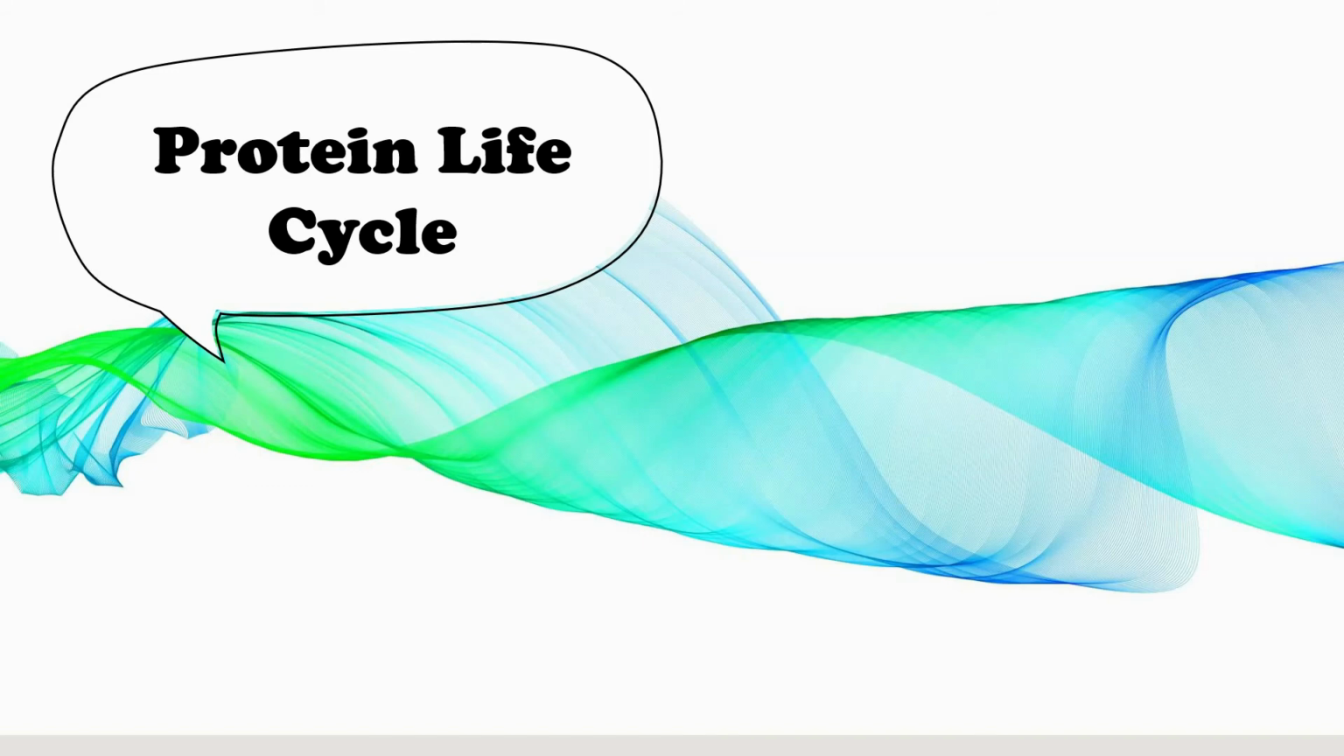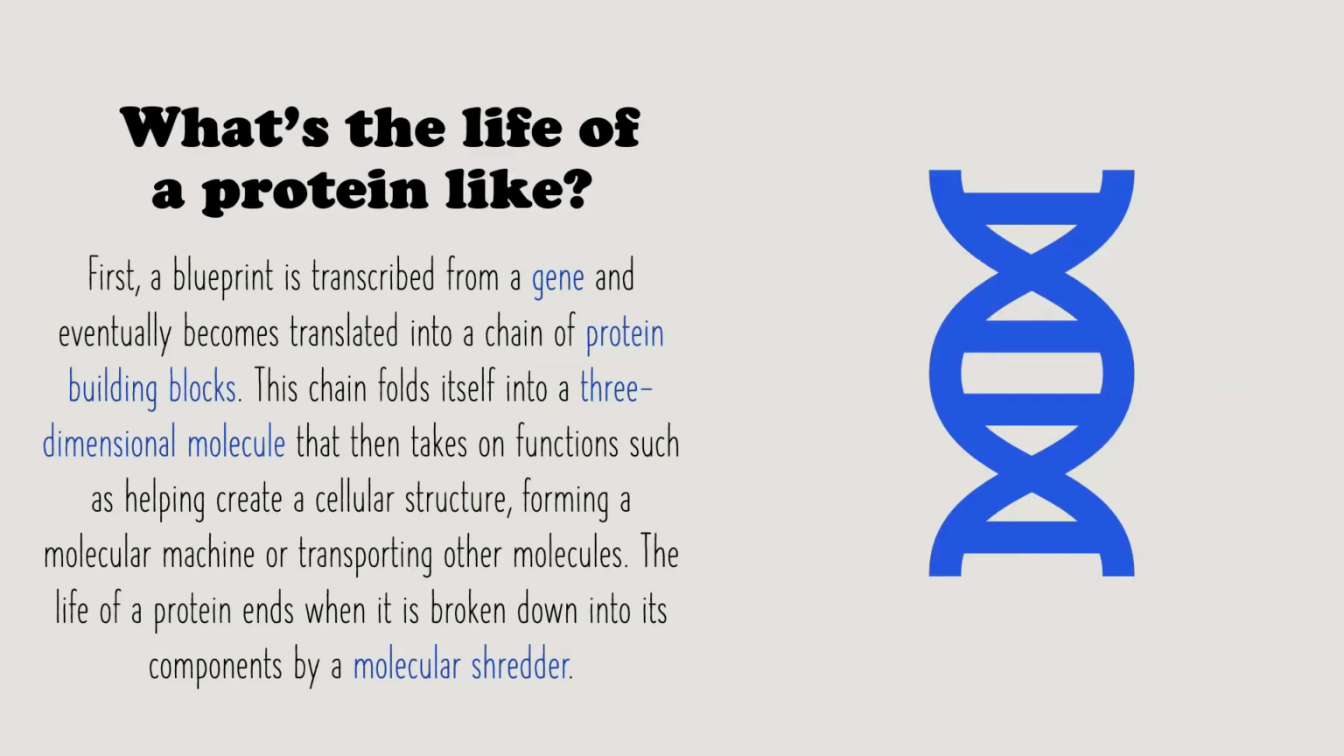So now let's talk about the protein life cycle. What is the life of a protein like? First of all, a blueprint is transcribed from a gene and eventually becomes translated into a chain of protein building blocks. This chain folds into itself into a three-dimensional molecule and then takes on functions such as helping create a cellular structure, forming a molecular machine, or transporting other molecules. The life of a protein ends when it is broken down to its components by a molecular shredder. So, in totality, this is the life of a protein.